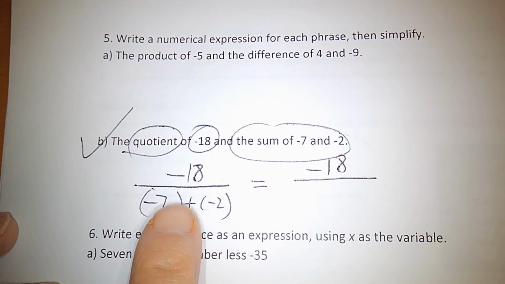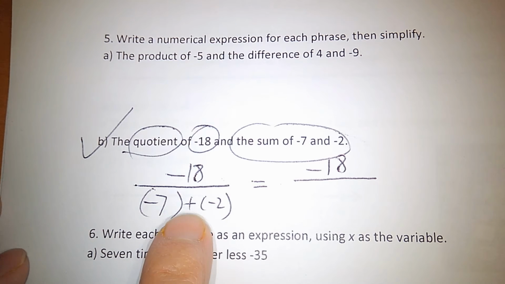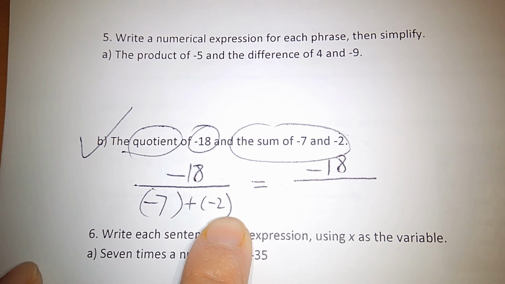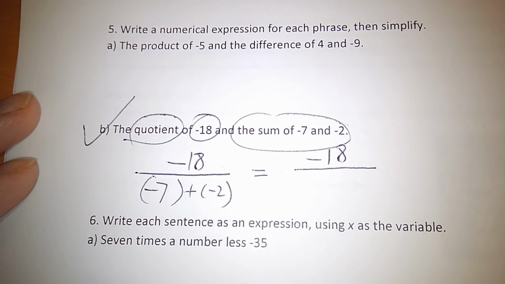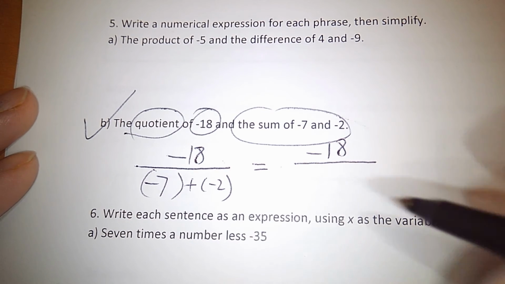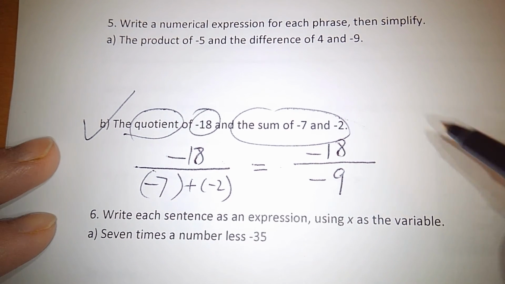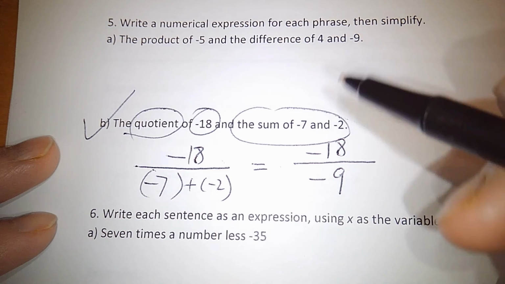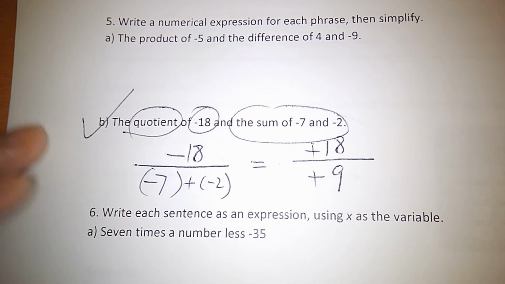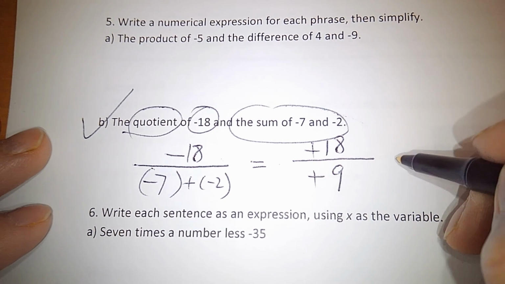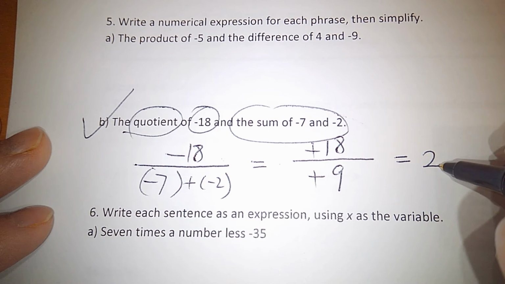Negative 18 over negative 7 plus negative 2, which is negative 9. Negative signs cancel out. So what is 18 divided by 9? 2.